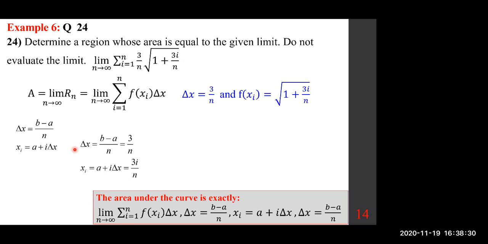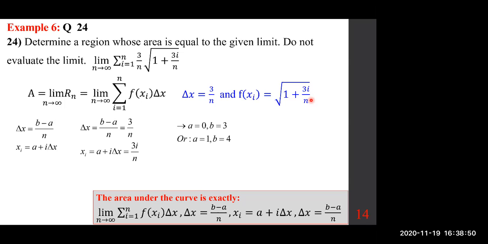So let's just make sure we understand that we have, in essence, two equations, two unknowns. And this is x of i, 1 plus, this seems to be x of i. And so if you choose a to be 0, class, b becomes 3. If you choose a to be 1, b becomes 4, just as an example. And look at one simple example. If you go with delta x being 3 over n, x of i is 0 plus i delta x, i times 3 over n, and that's exactly what you have here.